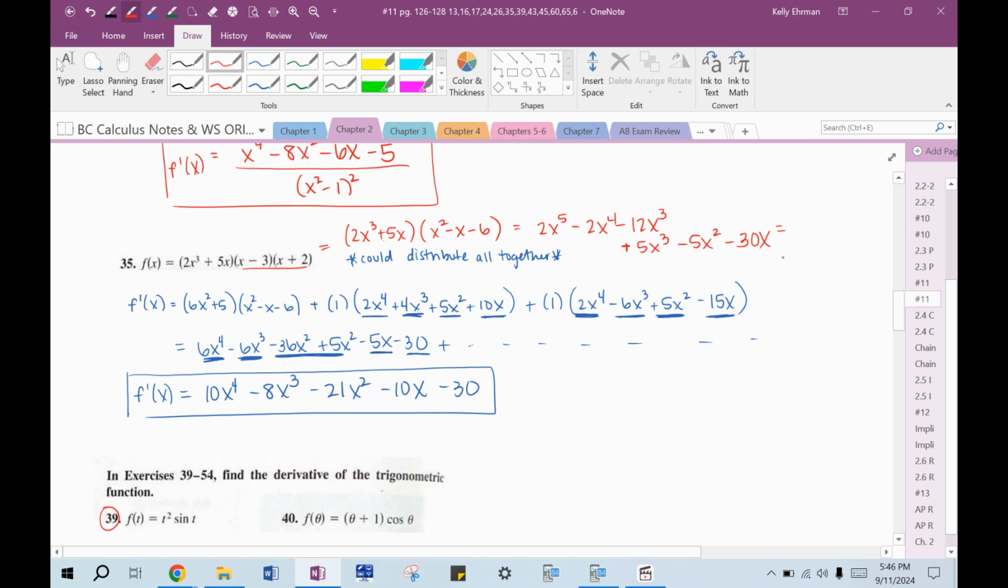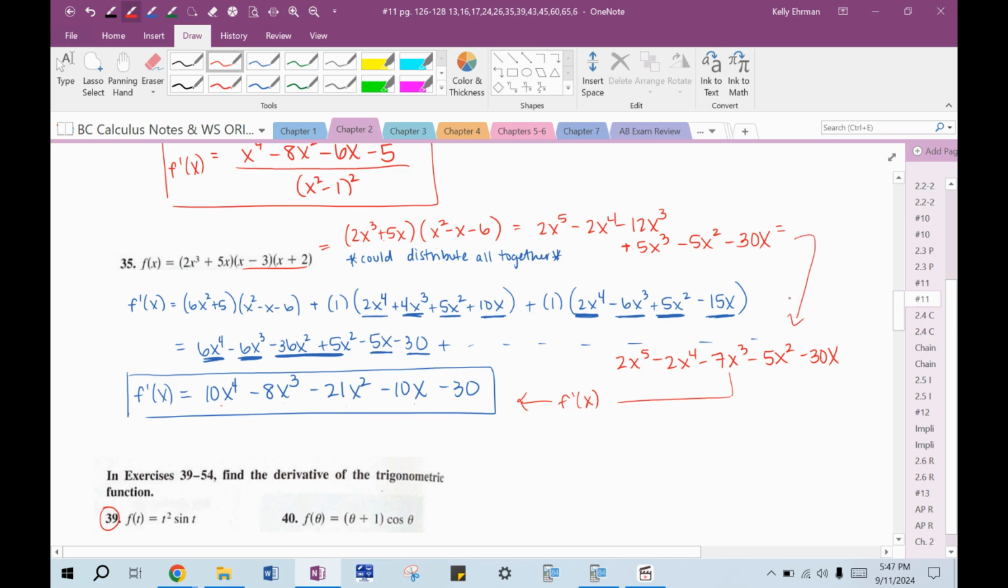So what does that leave me with? That leaves me with 2x to the 5th minus 2x to the 4th minus 7x to the 3rd minus 5x squared minus 30x. If I take the derivative of this, do I get this f prime, 10x to the 4th minus 8x to the 3rd minus 21x squared minus 10x minus 30? Yes. So this is definitely the faster way to go.